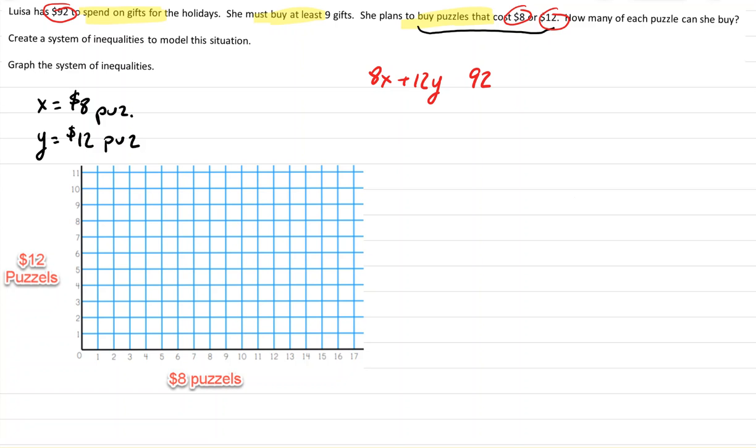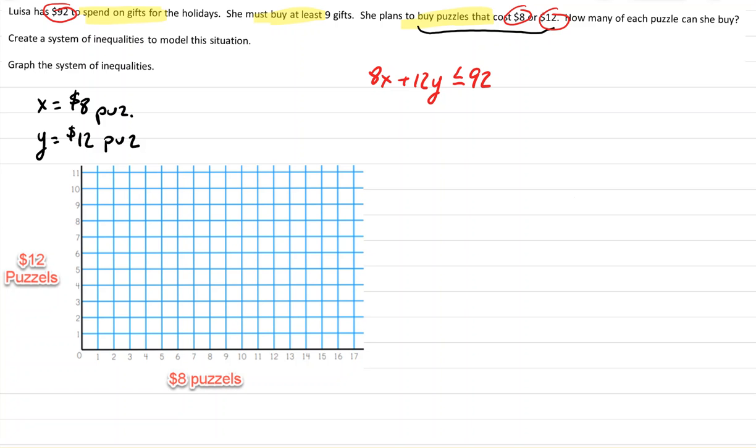All right, so we need to create an inequality. So let's say she has up to $92 to spend. Well, up to $92 means you could spend all the way up to $92, but she could also spend $40 or $10. So this is going to be the maximum she wants to spend. So it's an inequality of less than or equal to.